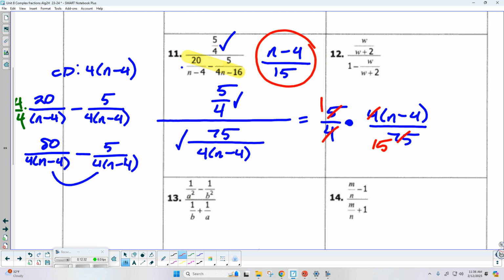How many people had the opportunity to try that? Okay, a few folks. Okay, good. All right. Let's try another one. Let's try number 12.